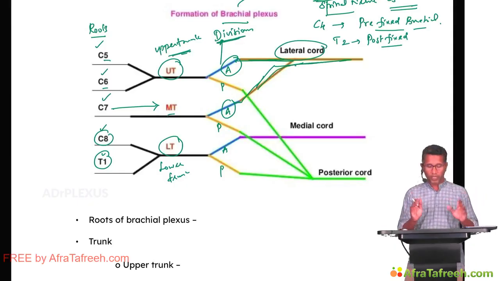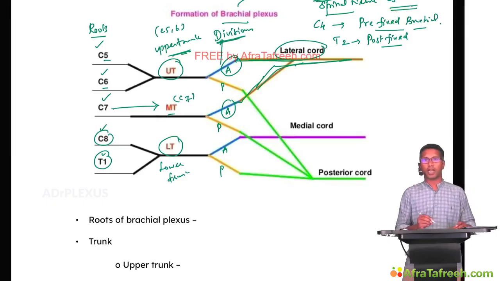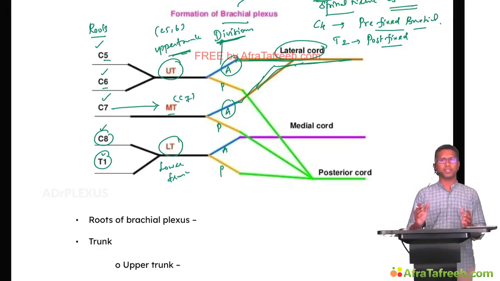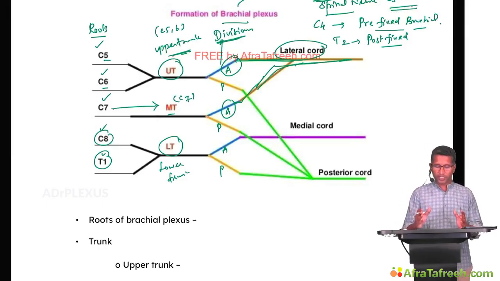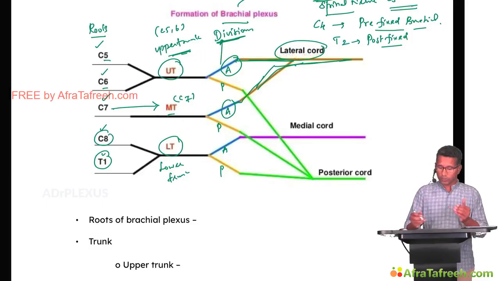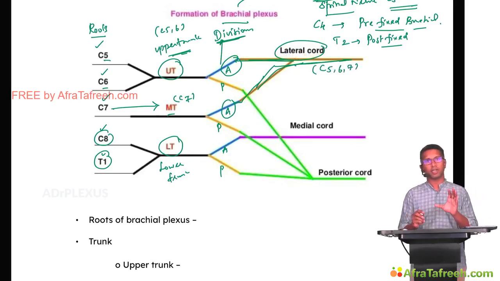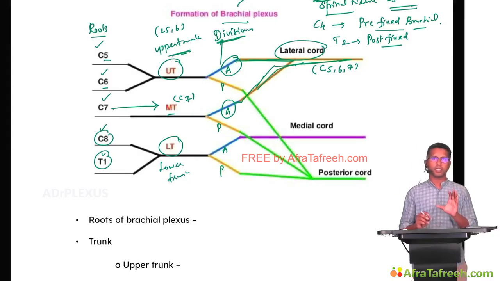So guys, very simple. The root value for the upper trunk is C5 and C6. The root value for the middle trunk is C7. So what will be the root value for the lateral cord of the brachial plexus? It is very simple, it is in front of your eyes, guys. It is formed by the fusion of the anterior division of the upper trunk and the middle trunk. So the lateral cord will have the root value C5, C6 and C7. The nerves which arise from the lateral cord will have only these root values, C5, C6 and C7.